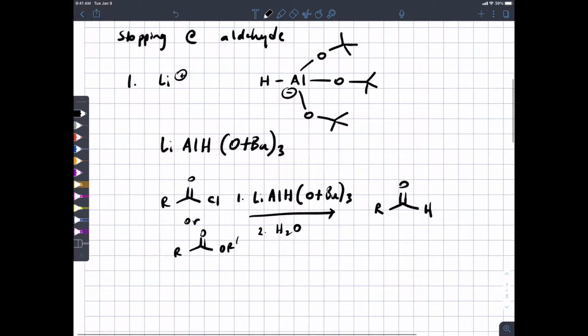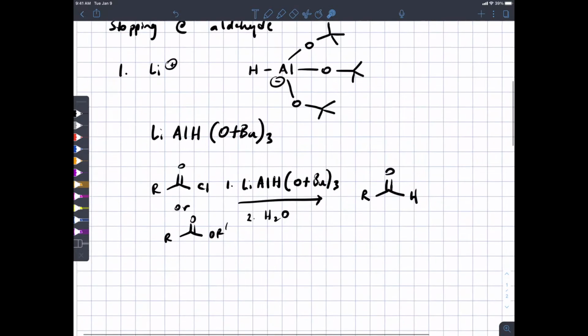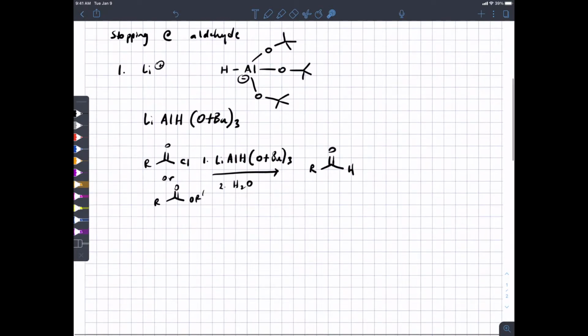Okay, that's strategy one. You probably are going to need to memorize this reagent. I don't know what to do if you forget what this reagent is. However, knowing its structure should help you remember that it's less reactive than lithium aluminum hydride and that you can therefore stop at the aldehyde.